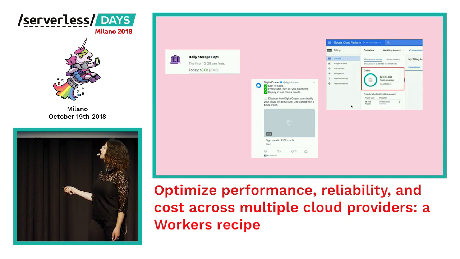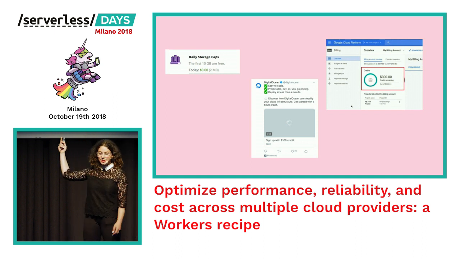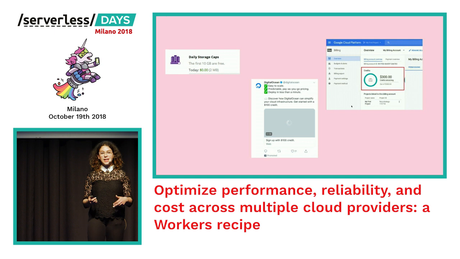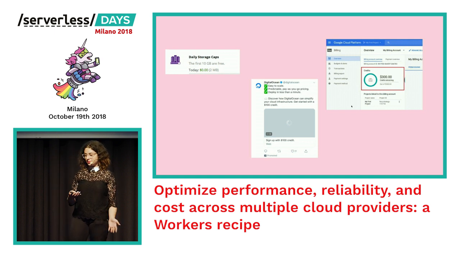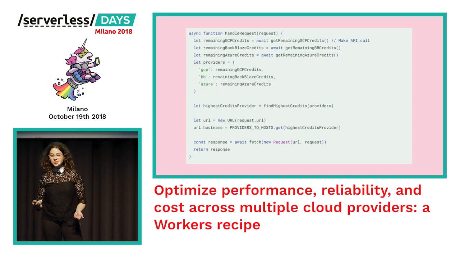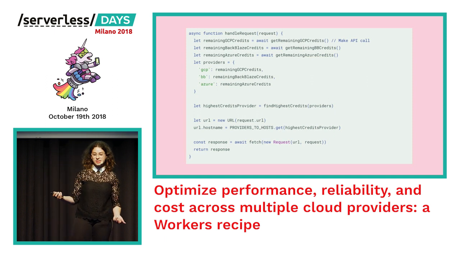As you sign up for any of them, you'll see some sort of offer. This tweet literally came up for me yesterday: hey, sign up for DigitalOcean now and you get $100 for free. And so when you're starting out, especially if it's a pet project or you're a startup and you're as broke as I was when I first moved, you might want to try to optimize these costs. And so using Workers for that is really, really easy.